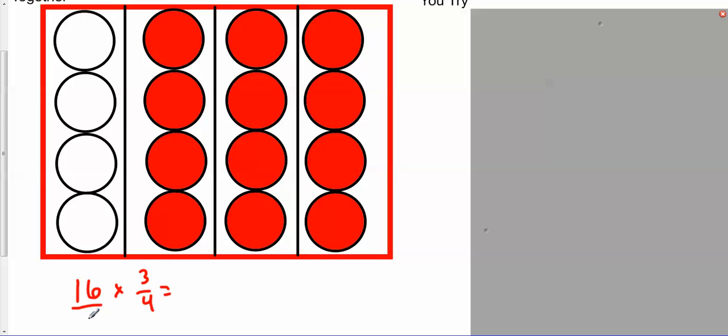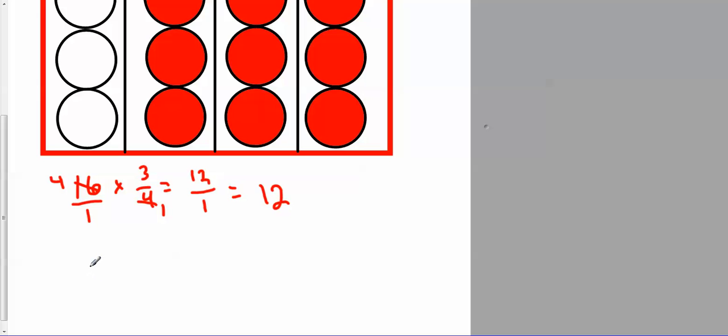Well, let's make 16 a fraction. We'll simplify. 3 times 4 is 12 over 1, which equals 12. Okay, so again, the first number tells me how many total circles. Okay, how many total circles is the first one?